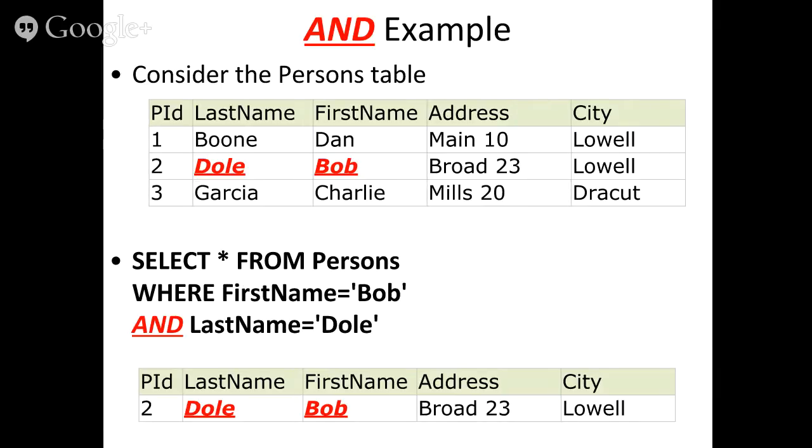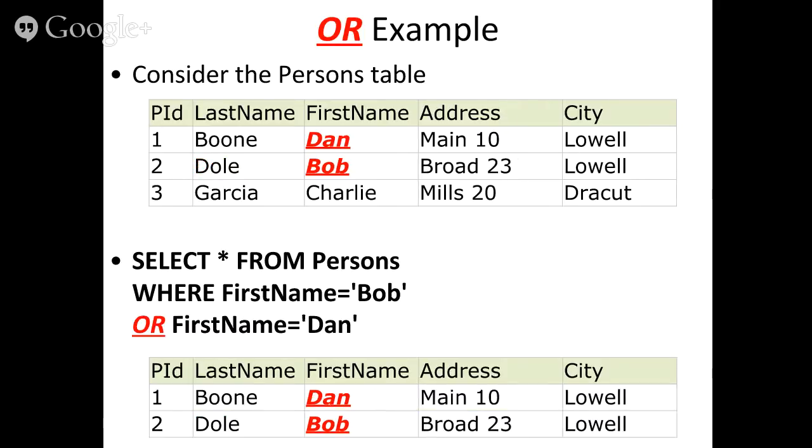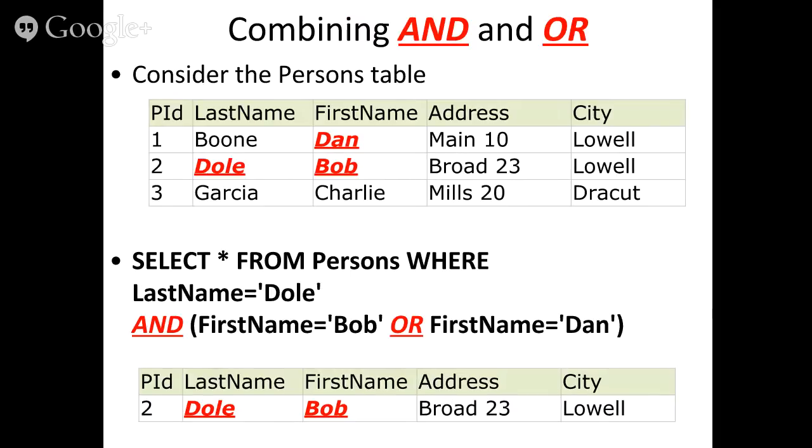Or I can combine it, where I would say where the first name is Bob and the last name is Dole. Obviously, it returns only that one record, Bob Dole. And I might say where the first name is Bob or the first name is Dan. That then returns 2 records. Those 2 records make the predicate true. Well, notice that this is all inside of a single table.